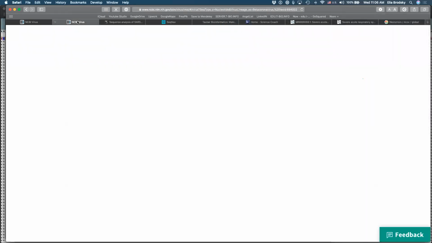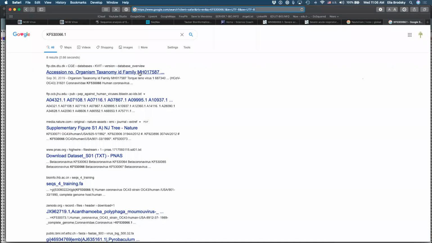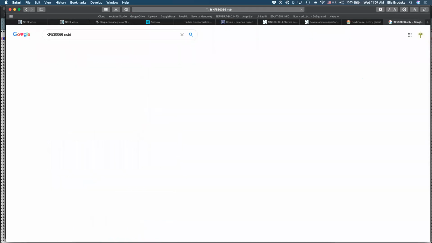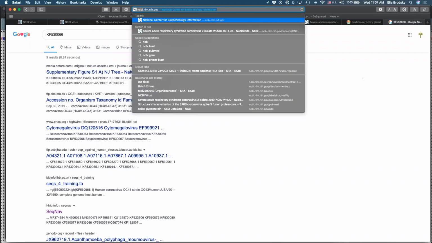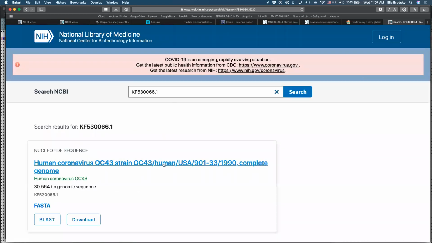So where is our virus, NCBI virus? Okay, so this is the accession ID, right? Let's just search for it like this, and we'll find it on NCBI. Let's go to NCBI. Okay, look for this. Okay, so this is the human coronavirus OC43 from USA from the 1990s, complete genome, right?